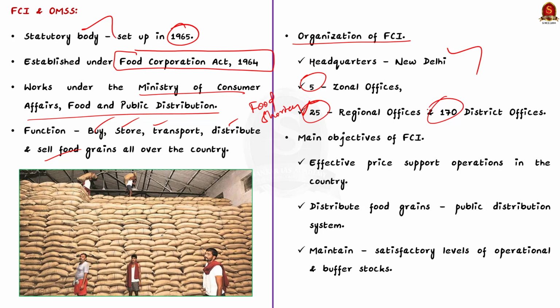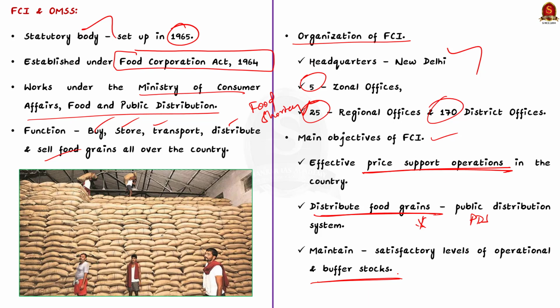Now let us see the main objectives of the Food Corporation of India. They are to conduct effective price support operations in the country, to distribute food grains throughout the country for the public distribution system, and to maintain satisfactory levels of operational and buffer stocks of food grains to ensure national food security. These are the basics about the Food Corporation of India.